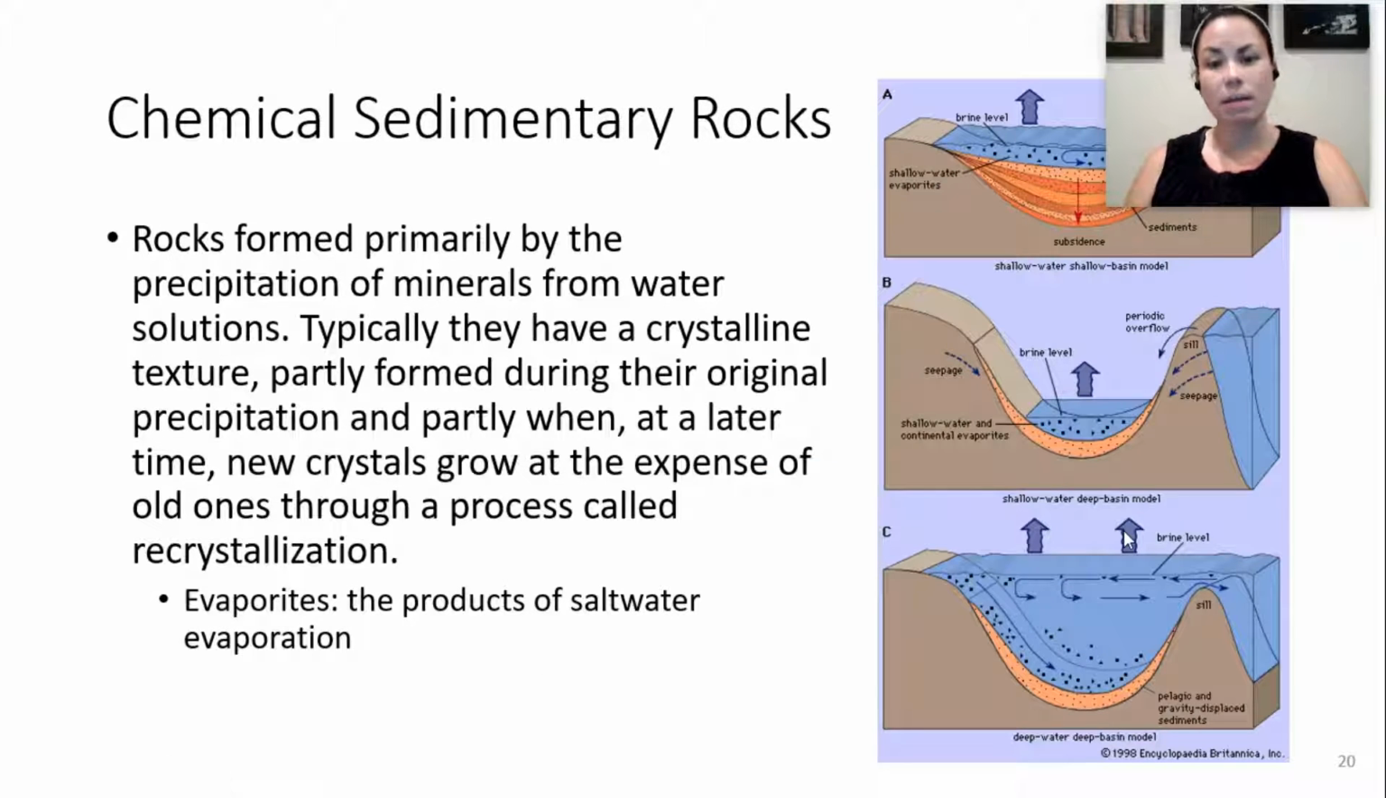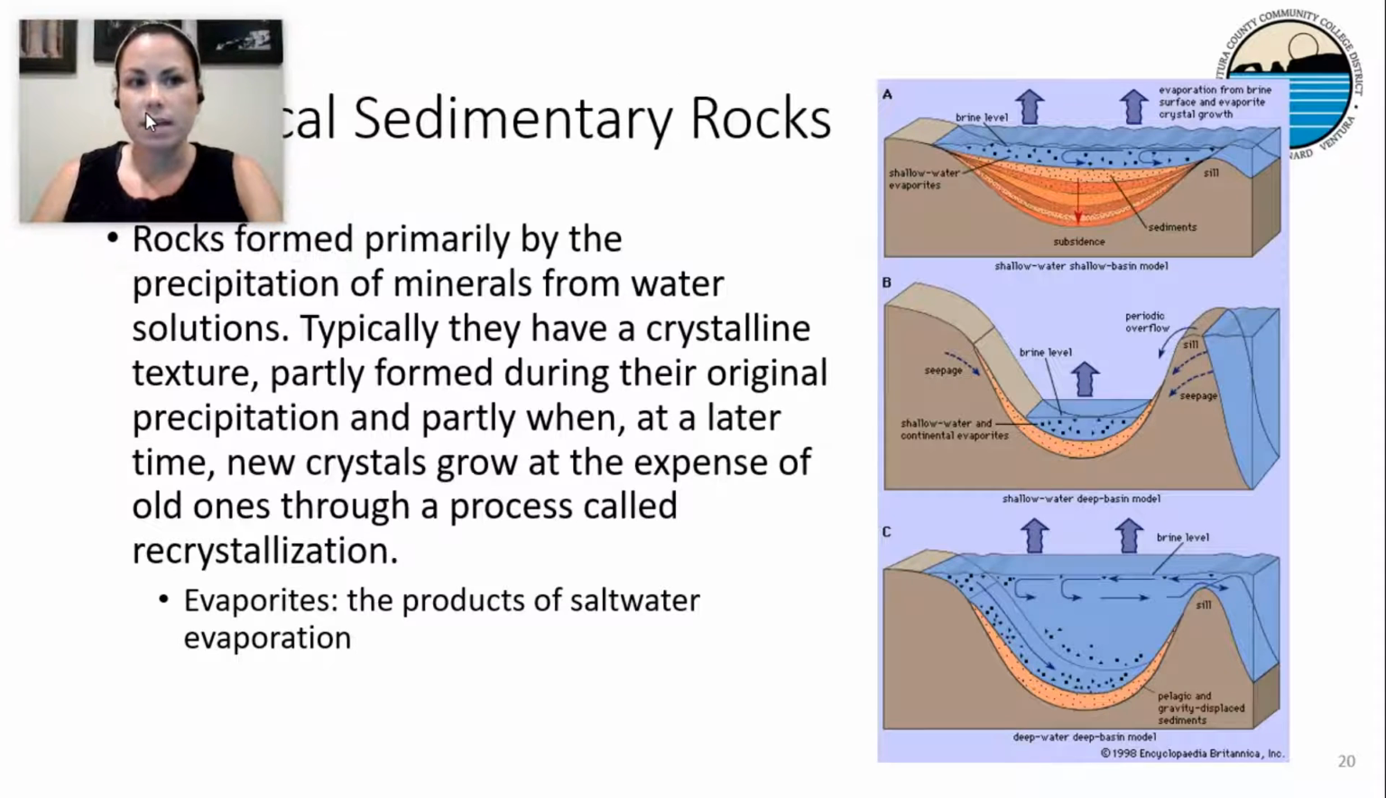Okay, next we have chemical sedimentary rocks. And this is where we have rocks that are formed primarily by the precipitation of minerals from water solutions, like when we have ocean water or brine. And they typically have crystalline texture. They're partly formed during the original precipitation and partly formed later when new crystals grow at the expense of old ones. And we have recrystallization. An example of this is called evaporites. And this is the product of saltwater evaporation.